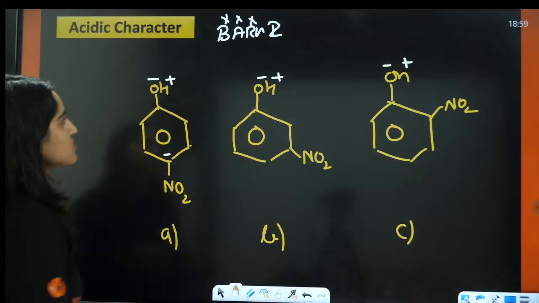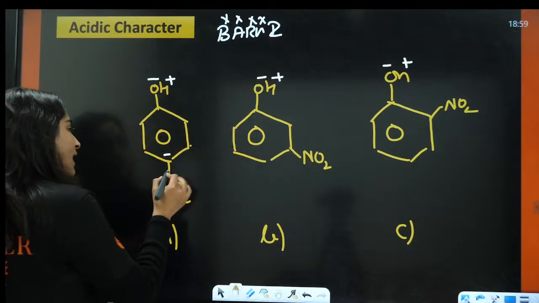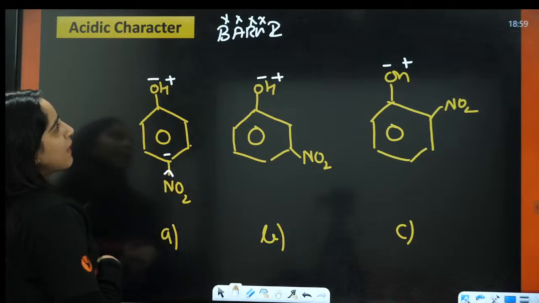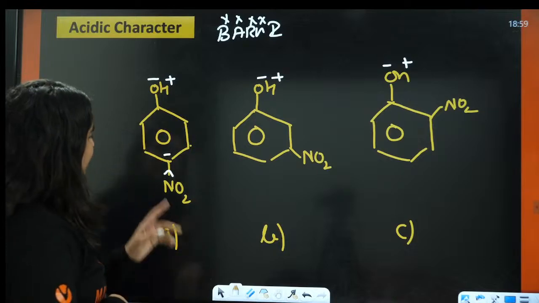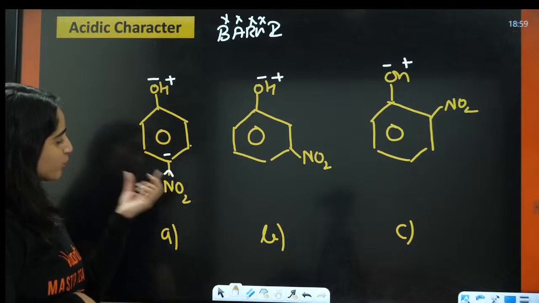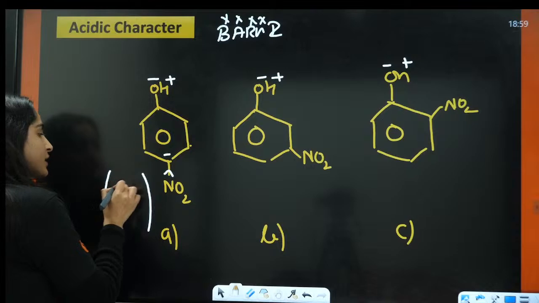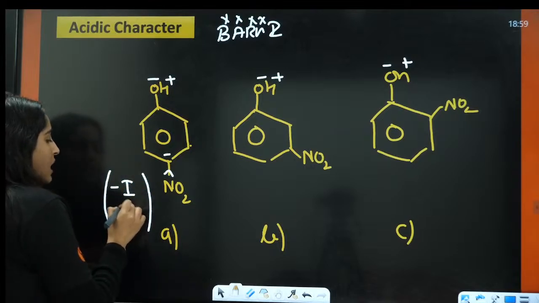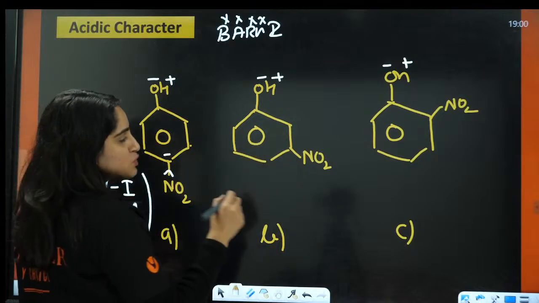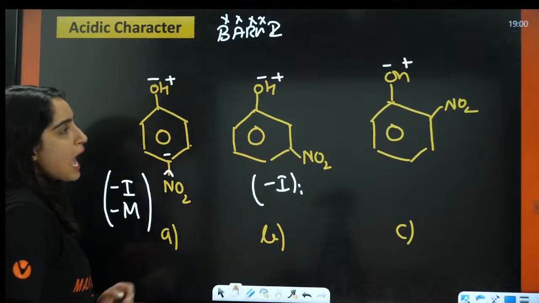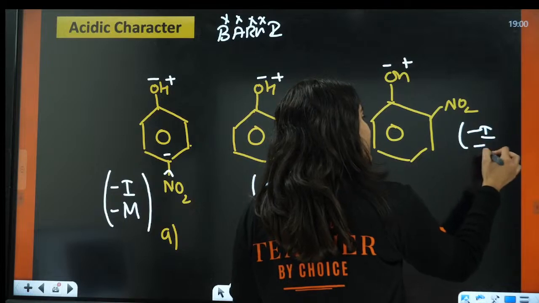Then about the hyperconjugation structure, there is no hyperconjugation structure in case of carbanion. Only the inductive effect of this, minus. This is a minus I group. So what you all can see is that this NO2 group is present here. This NO2 group on the para position has minus I effect as well as minus M effect. On the meta position, it has just minus I effect. And on the ortho position, it has minus I and minus M.